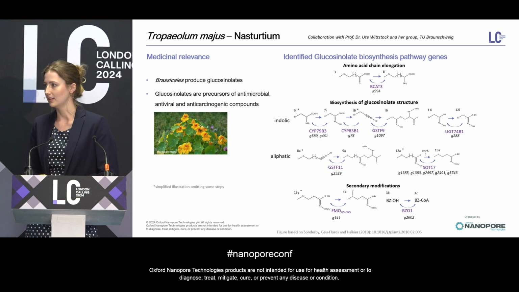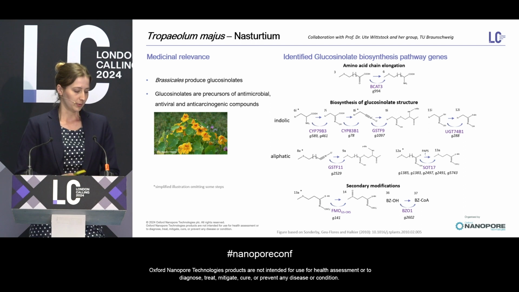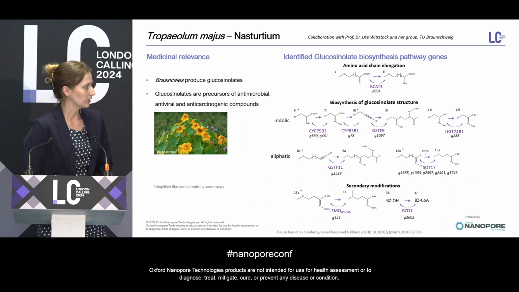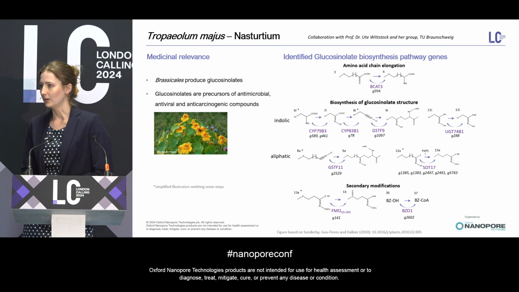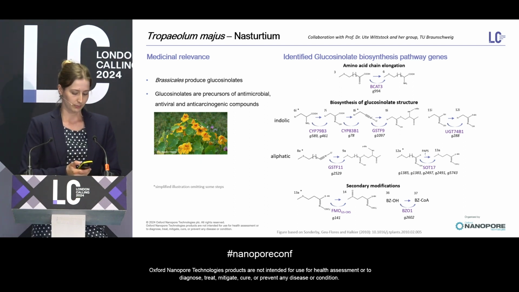So we are assuming that there is a certain level of conservation in the process of glucosinolate production, but this is really just a few enzymes of the whole pathway. The whole pathway is very complex, and now we are working towards identifying more genes that play a part in the production process.